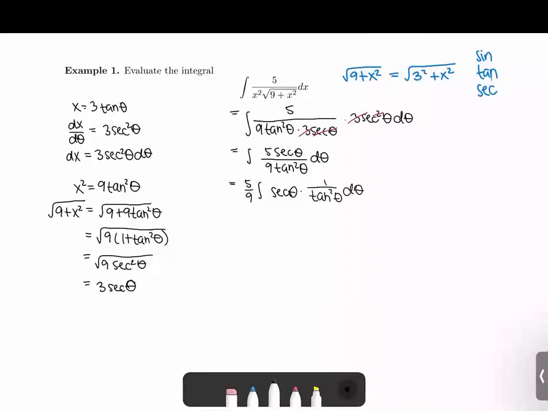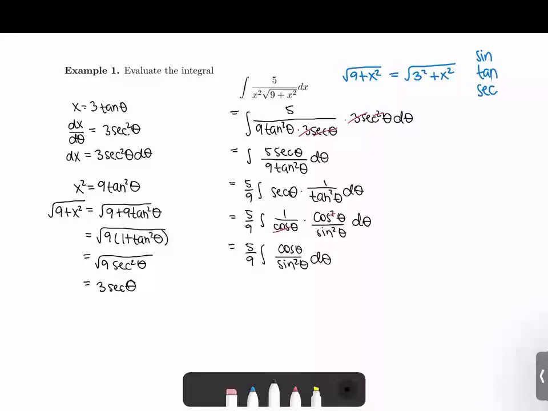And so I know that secant is 1/cosine. And that tangent is sine over cosine, but because it's in the denominator, I flip that and I get cosine over sine. And it's squared because my original tangent was squared. And I remember to write my d theta. I can see that a cosine on bottom is going to cancel with one of the cosines on top. So I have 5/9 integral of cosine theta over sine squared theta d theta.